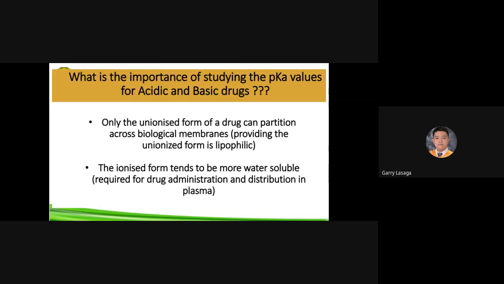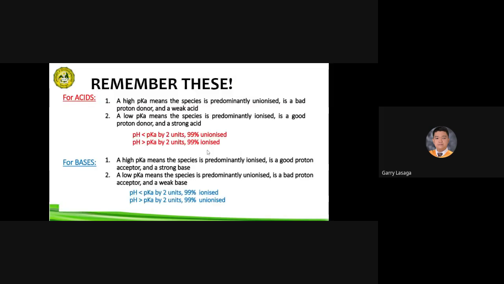So for a drug to be distributed in the body, and for it to be transported in the blood, it needs to be ionized, or it needs to be more water soluble. For a drug to pass through a biological membrane, it needs to be unionized, or it needs to be lipophilic. As a summary, a high pKa means that the acidic drug is predominantly unionized, and this is a bad proton donor and a weak acid.